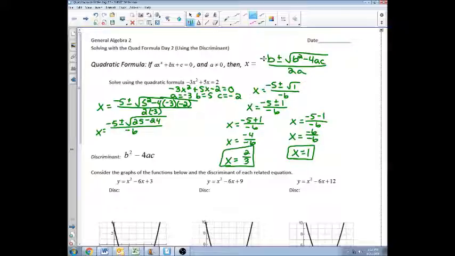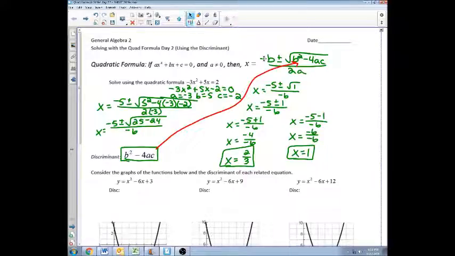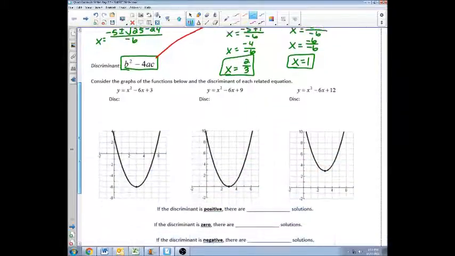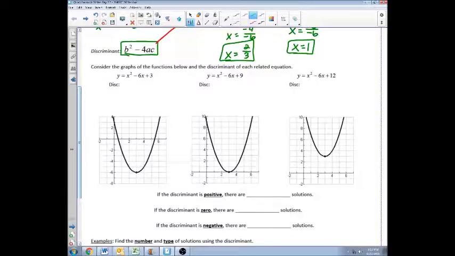The new piece is what is called the discriminant. If I look at the discriminant, this is the formula for the discriminant. If I take that piece and look right up here, you'll notice that is the same thing as what is underneath my square root in the quadratic formula. Remember that because it will come into play in a little bit. But for now, let's just look at the discriminant and the formula.